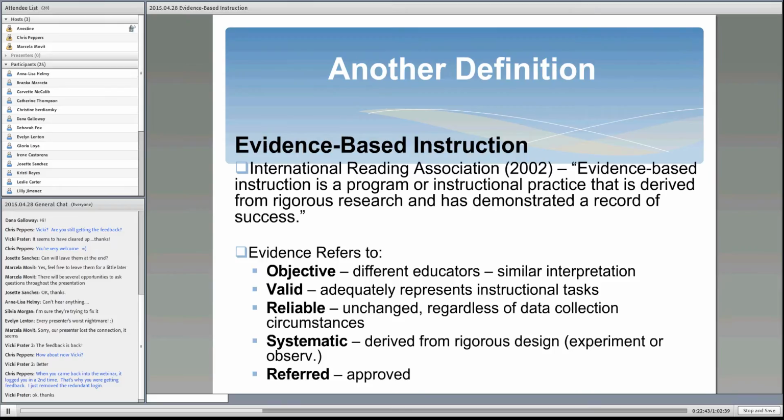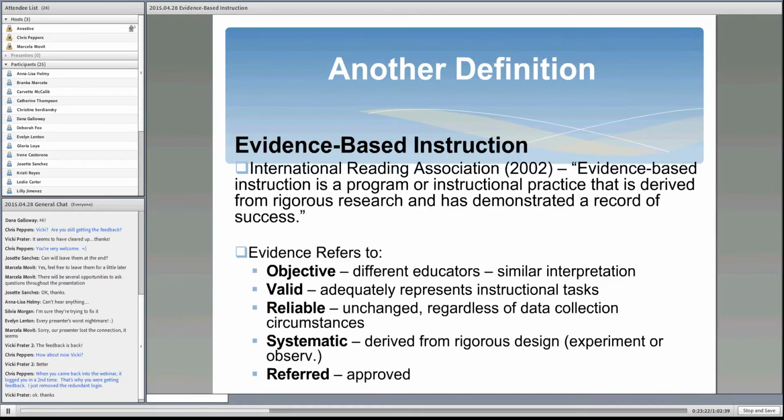The IRA identified the following 5 key components of evidence, and one is that the evidence must be objective. That means data that any evaluator would identify and interpret similarly. So different educators can look at the same information, and the interpretation has to be similar. That would be the indicator of objective evidence. That's the objective component.